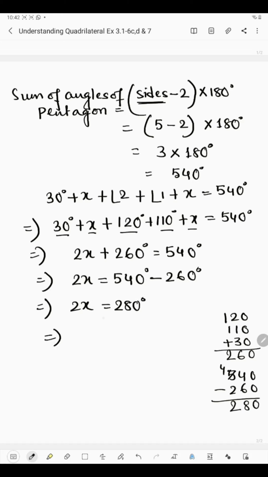So what will be the value of x? Since it is given in multiplication form, after going to the other side it will be division. So 280 degree will be divided by 2. So 2 1s are 2, 2 1s are 2, 2 4s are 8 and 0. So the value of x will be 140 degree.